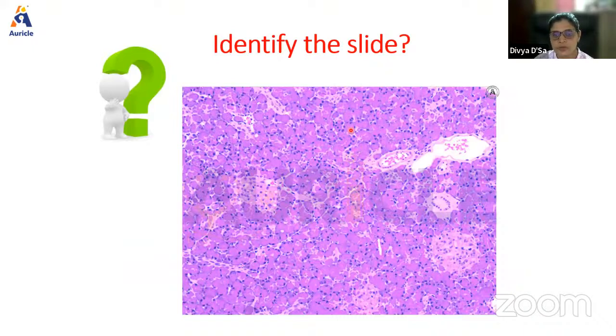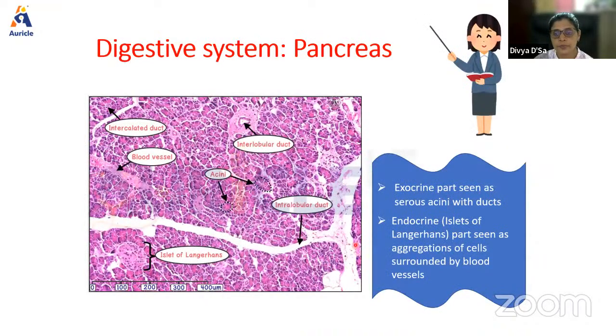So what is this slide? If we see suddenly, it looks like serous acini. Yes, it is serous acini. So should we identify it as a serous salivary gland? No. Why? Because in addition to that, we have one more structure here, isn't it? A little lighter staining aggregation of cells. This is called the islets of Langerhans. When we see the islets of Langerhans and the serous acini together, we have to identify it as, yes, pancreas.